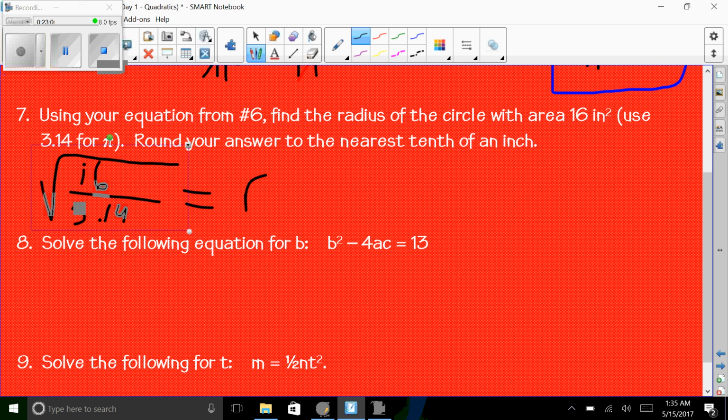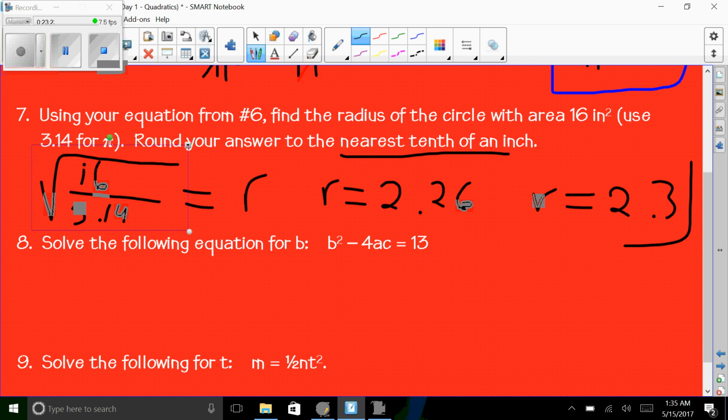You end up with, and be careful here because it says round to the nearest tenth. It comes out to be 2.26, but that's not rounded to the nearest tenth. So I expect to see 2.3. That's my final answer. Let's move on to number 8.